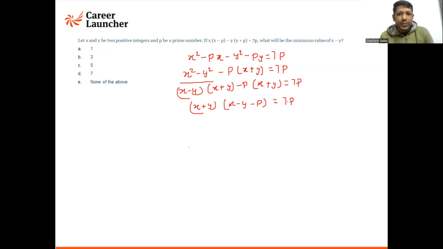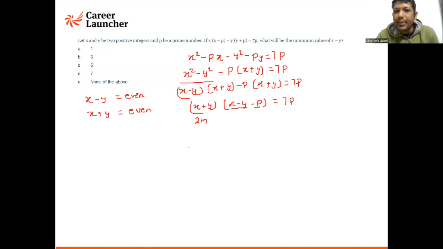Now I can have two possible cases. One possible value for x minus y is even, another possibility is that it can be odd. So I'm going to start with x minus y is even. If x minus y is even, it means x plus y is also going to be even. So this number is going to be even, so let's say this is 2m. Now x minus y is even, and p is a prime number. So p can have two possible values: p is 2, or if p is not 2, it has to be odd.